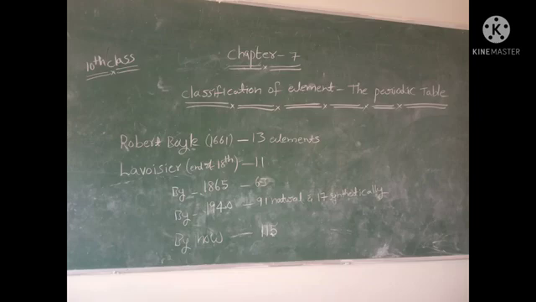Today we started a new chapter in 10th class, 7th chapter, classification of elements, the periodic table. Classification means to divide or to separate. Example: a medical shop contains a vast number of medicines. The shopkeeper finds it difficult or impossible to remember all the names of medicines.